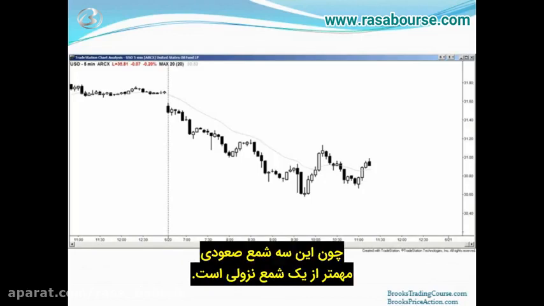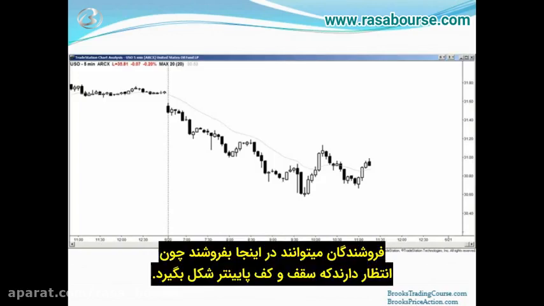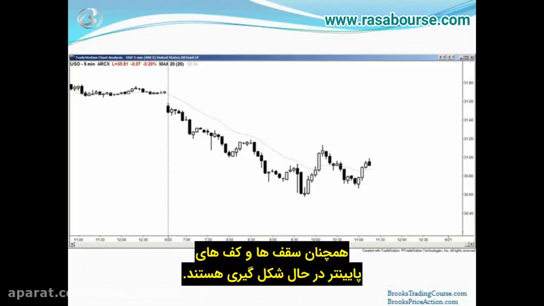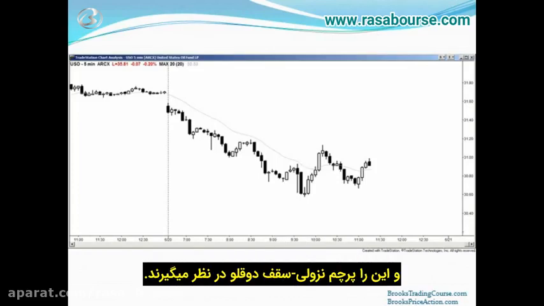The 3-bar bull spike looks more convincing than the bear reversal bar. Swing bears can short this, hoping for another lower high and then another low of the day, new low, and they can see this as a potential channel, a broader channel. We're still forming lower highs and lower lows. They saw this as a double top bear flag.